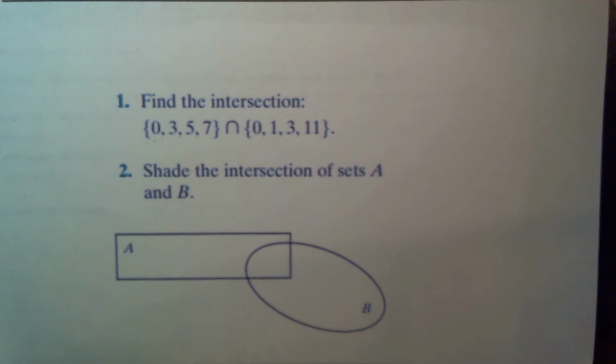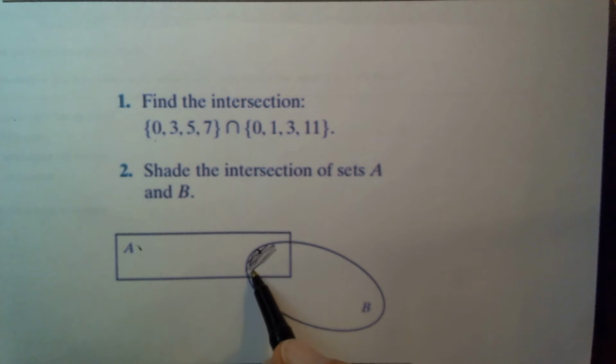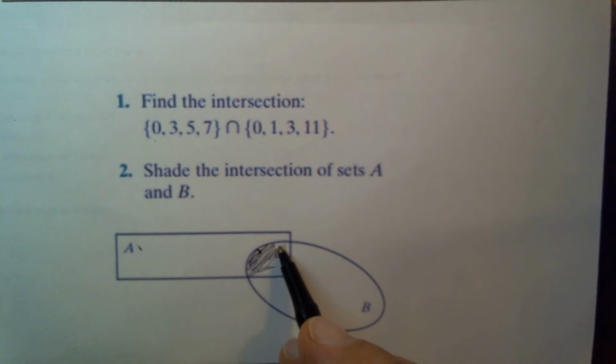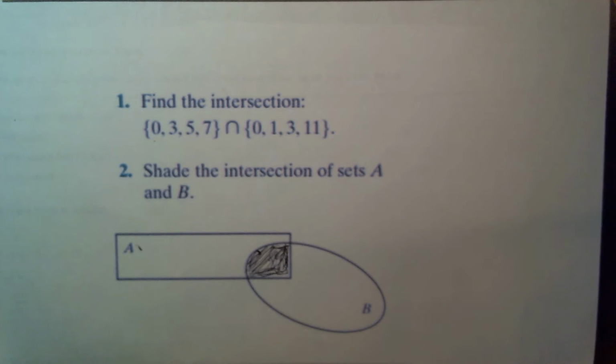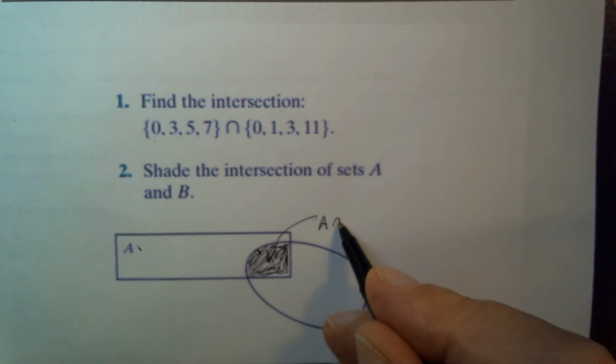The next exercise asks to shade the intersection of sets A and B. Well, the rectangle is A and the ellipse is B. And so which elements do they have in common? Well, we can shade in this area here because that's common to A and to B as well. So it's relatively simple to do that. Here is the intersection of the two sets. All these elements are in A and they're also in B. That is the intersection. So we can say that this is A intersection B.